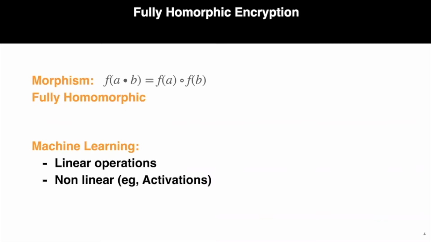And then the second kind of operation in machine learning is nonlinear operations. So for example, the activation, be it a ReLU, a sigmoid, or anything you want. And then, of course, you can't apply the morphism property. So you have to have a replacement for that. I will explain a bit more what we do at Zama for that. But there is a way to also compute nonlinear operations.